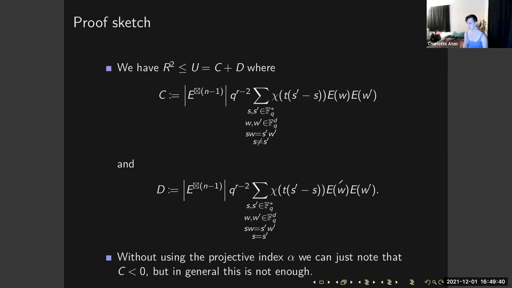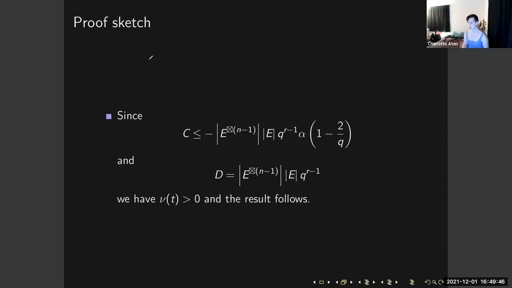And okay, this term D will be dealt with in a different way. So we actually can obtain a bound for C, and it's in terms of the size of this set of pure tensors, and also the projective index. Both of those things come into play here. And if this is zero, then we can't get anything non-trivial. But using the projective index, we can get a strictly negative bound for C.